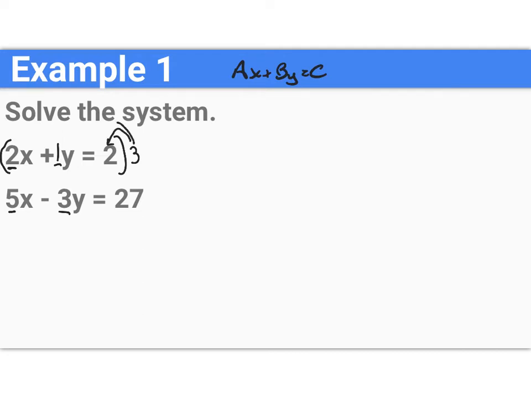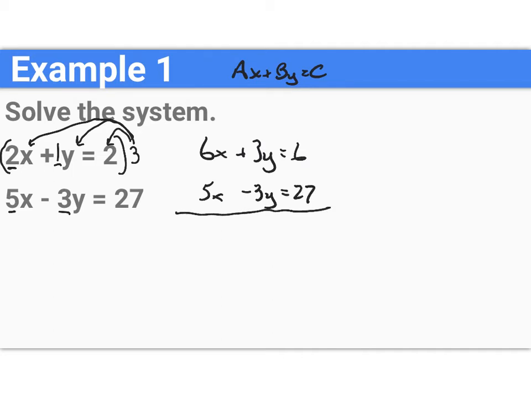So 3 is going to distribute to everything inside the parentheses. So we'll have 6x plus 3y equals 6. And then we'll have 5x minus 3y equals 27. And then we will add them together. So we have 11x, 3y plus negative 3y is 0, and then 33. Now we divide by 11 on both sides, and x will be 3.